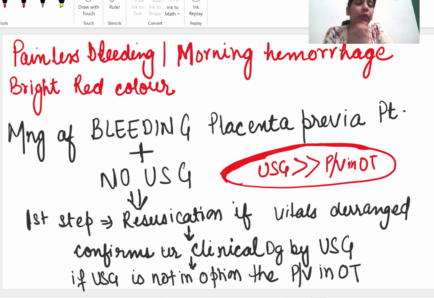But I just want to tell you that after 37 weeks, this is also one way to diagnose your patient if you don't have ultrasound. But no doubt, ultrasound is a non-invasive, non-bleeding-tendency method, and it is the best. Okay, so that is it.